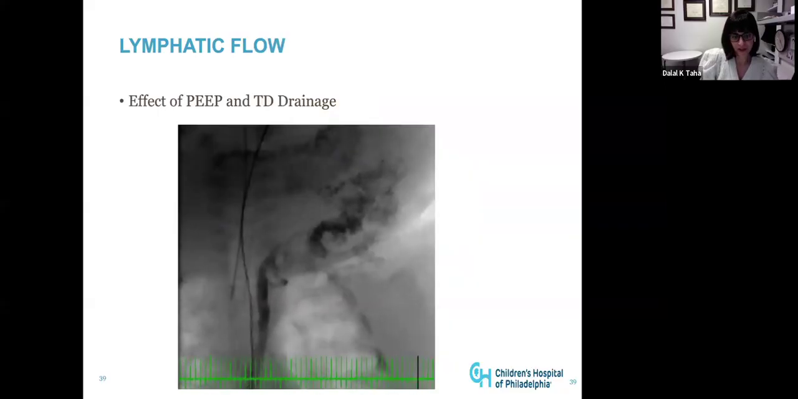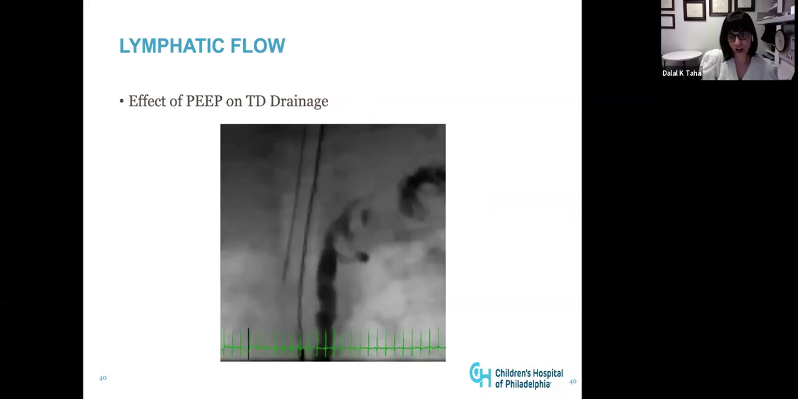So in the cath lab under fluoro, we've been able to look at the effect of PEEP on thoracic duct drainage. This patient was on a pretty high PEEP. I don't recall what it was, but there's no flow of contrast out of the thoracic duct into the veins. And then when the PEEP was dropped, this is the same patient, you can start to see a little bit of contrast flowing out and into the vein here. It doesn't look that obvious, but it's pretty remarkable that you went from no flow to a good amount of flow.